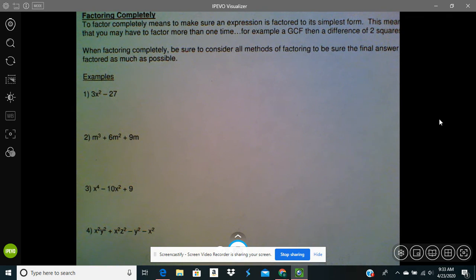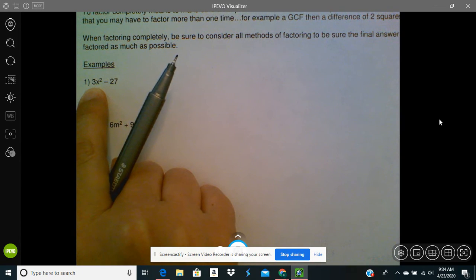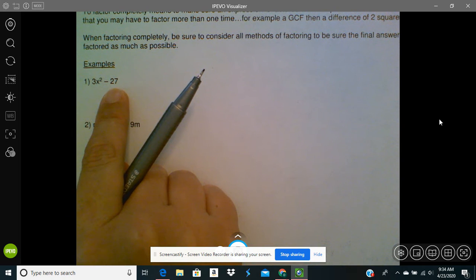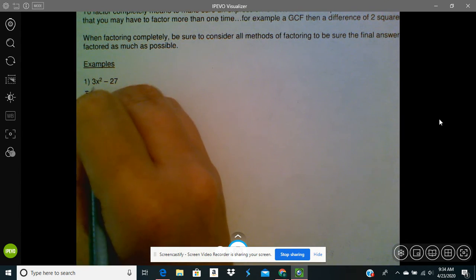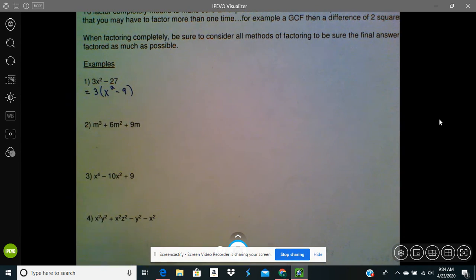Well, I don't see a difference of squares, but there's one thing that I do see here. I notice I have 3 and 27 as a common factor. They have a common factor of 3. So I'm going to divide out the 3, and I'm left with x squared minus 9.